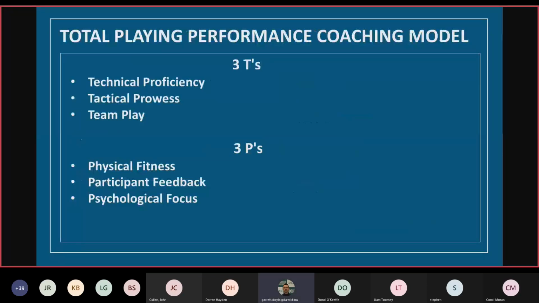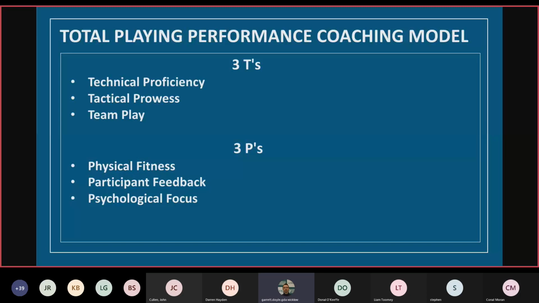Essentially, this is a culture model designed in Crow Park a good few years ago. It's also known as the three T's and the three P's. So there are six areas, and they break the coaching into these areas: the technical side of the player, the tactical side, the team side, the physical side, the participant feedback, their ability to communicate back and forth amongst players and with the coach, and then their psychological focus.